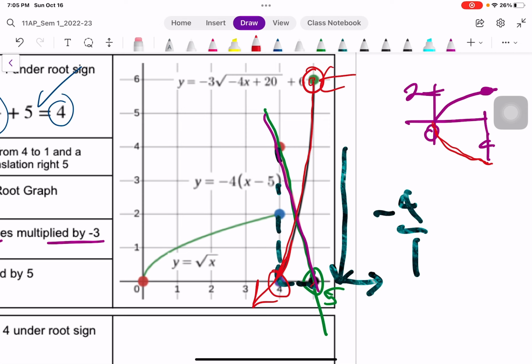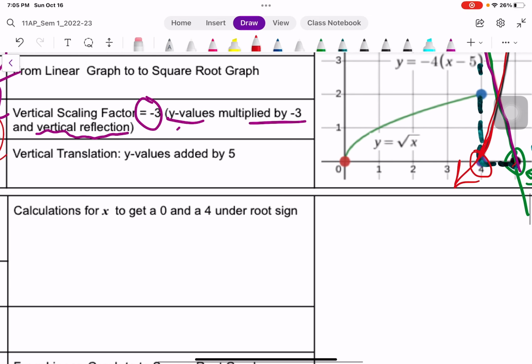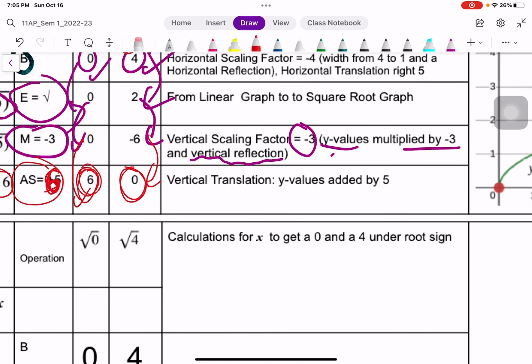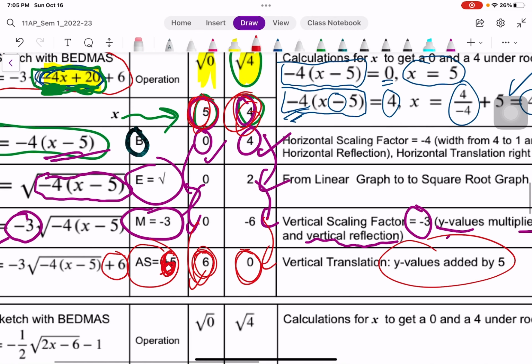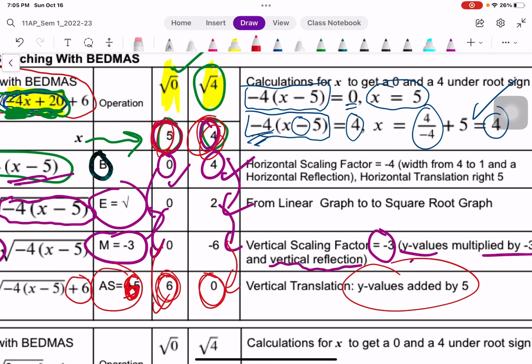And this right here we know as the cusp. And where is that at? That is at 5 and 6. Okay, it's a vertical reflection and a horizontal reflection. Okay, so I think, and by the way, we call that a vertical translation because the y values are added by 6. So what we're going to have to do in class is go over horizontal scaling and horizontal translations, because that's what the straight line does.